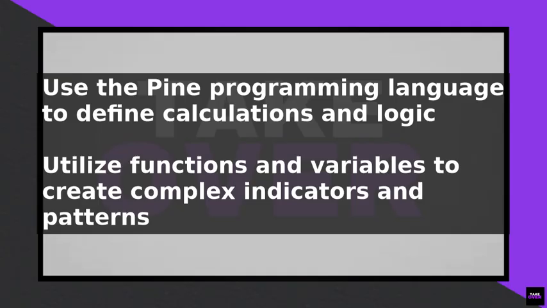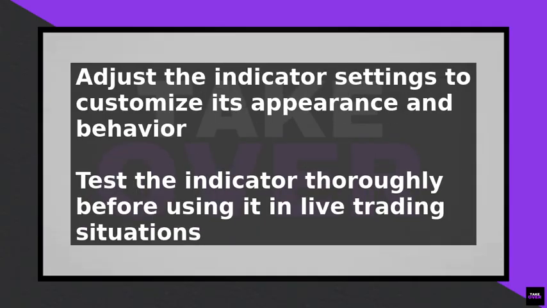Best practices for creating custom indicators on TradingView include keeping your code simple and well organized, using clear and descriptive variable names, and testing your indicator thoroughly before using it in live trading. You should also be careful when using custom indicators, as they can be subject to errors and biases.